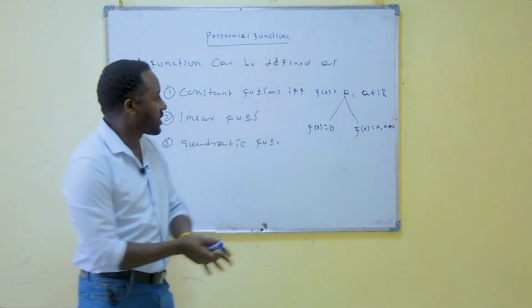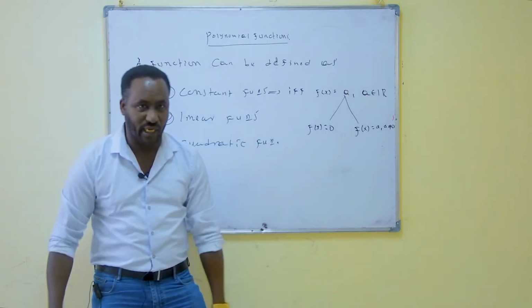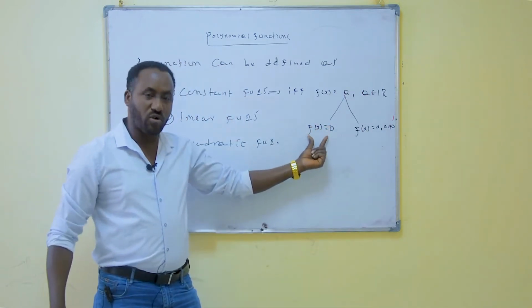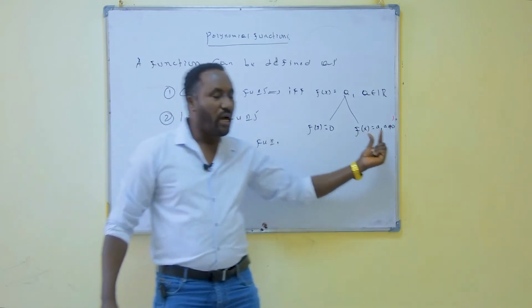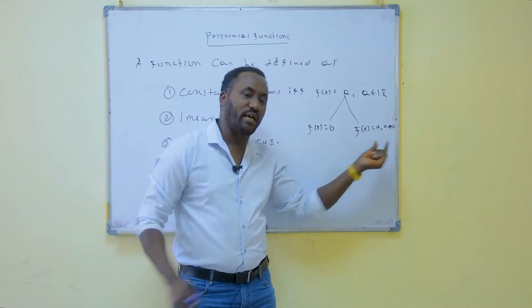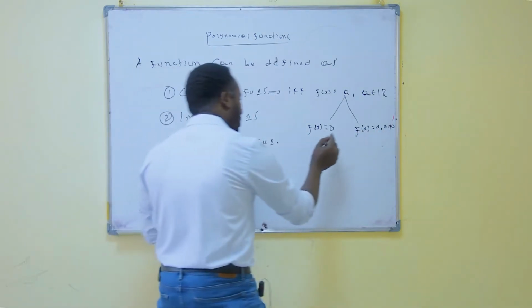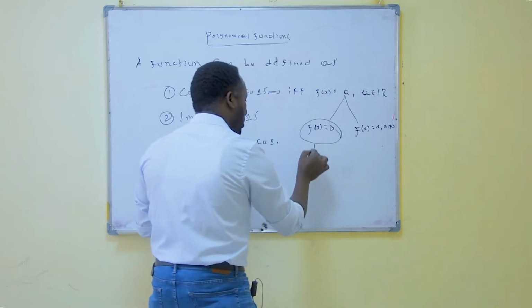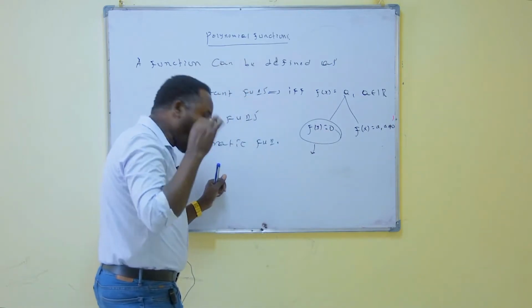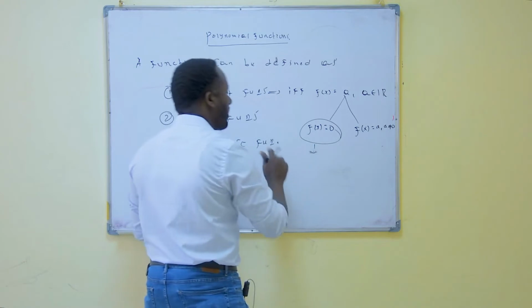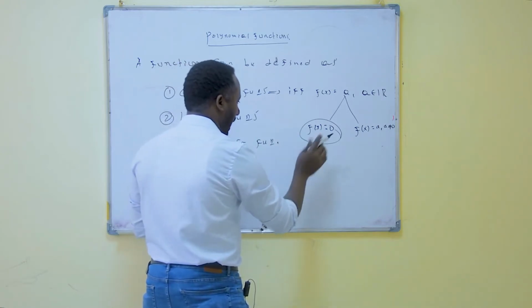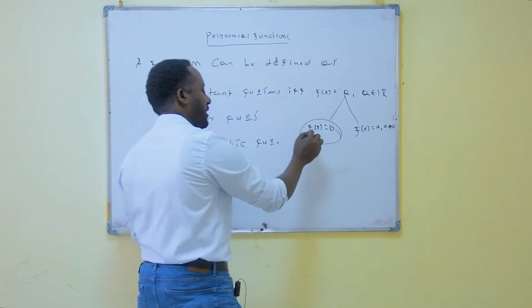Here a constant function can be divided in two: the zero constant function and the non-zero constant function. The zero constant function is only one kind of function. It has no degree; it is impossible to define the degree of this one.